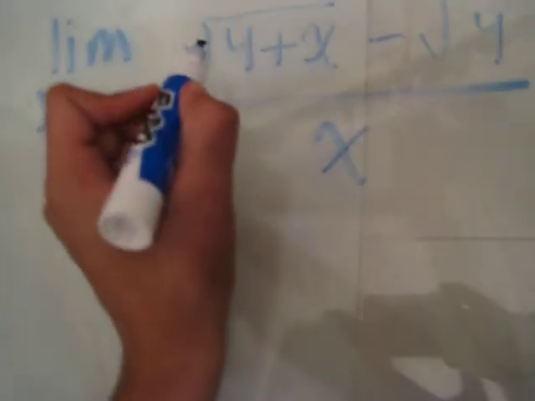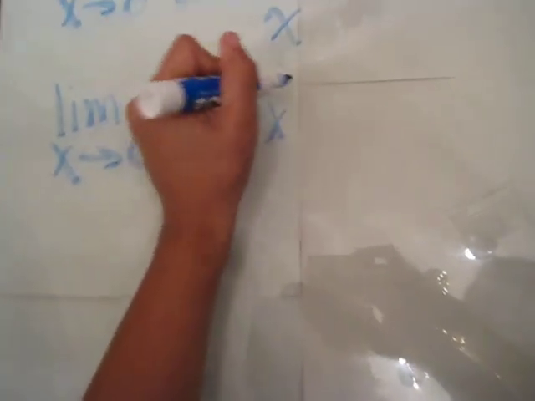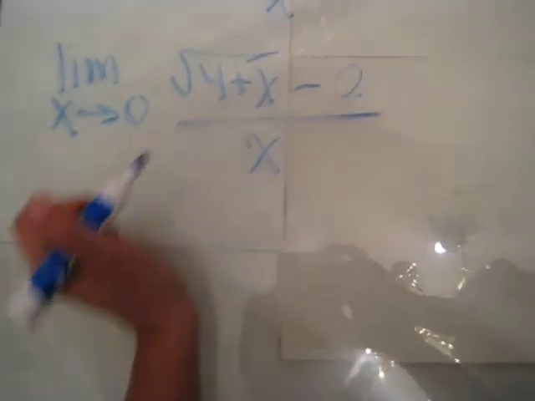So right here we see that the square root of 4 can be reduced to just 2. So the limit as x is approaching 0 can just be rewritten as the square root of 4 plus x minus 2, all over x.